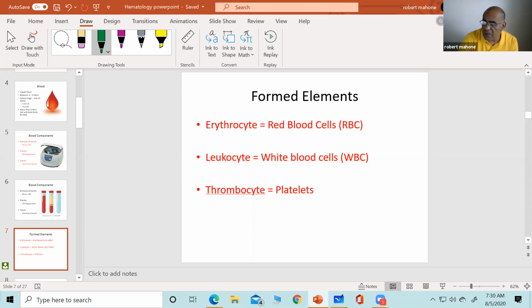And the third formed element is called platelets. The technical term or the real term is thrombo, which means blood clot, and cyto meaning cell. These are your clotting cells. Their nickname is platelets. So those are our three formed elements: the erythrocytes, red blood cells; leukocytes, your white blood cells; and thrombocytes, your platelets, your clotting cells.